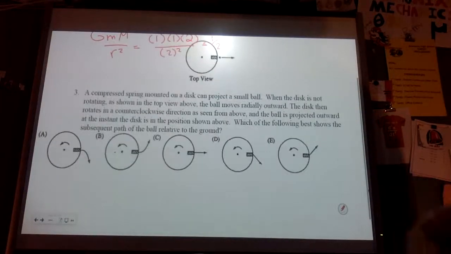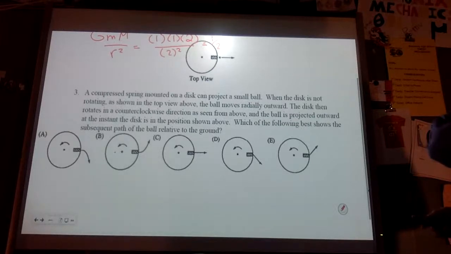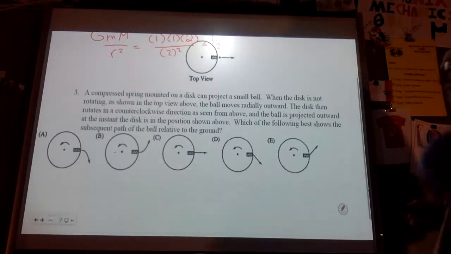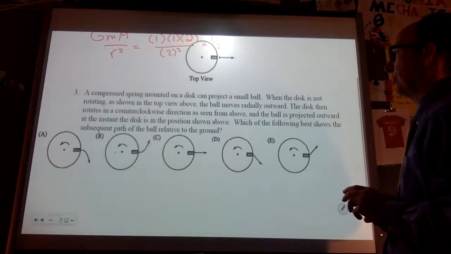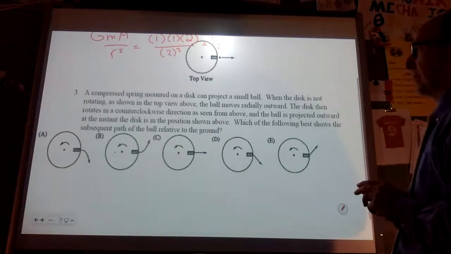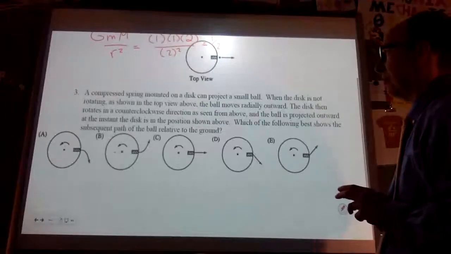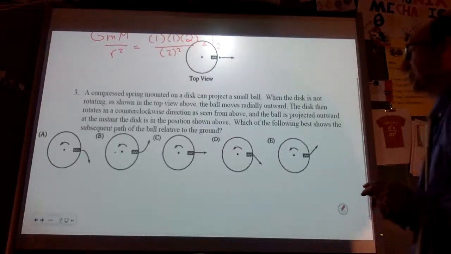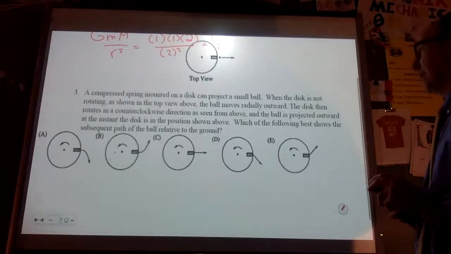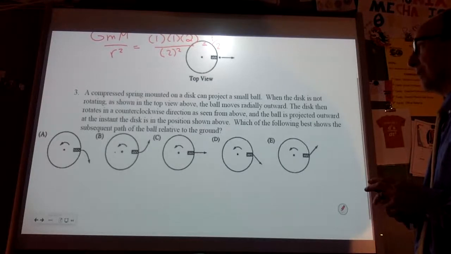A compressed spring mounted on a disc can project a small ball. When the disc is not rotating, as shown in the top view above, the ball moves radially outward. The disc then rotates in a counterclockwise direction as seen from above, and the ball is projected outward at the instant the disc is in the position shown above. Which of the following best shows the subsequent path of the ball relative to the ground?